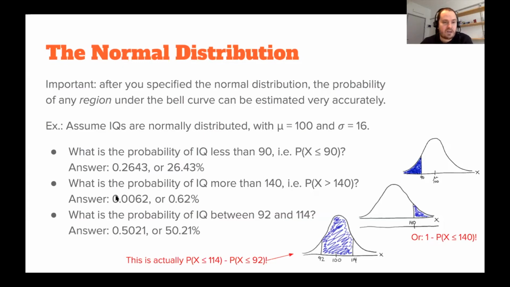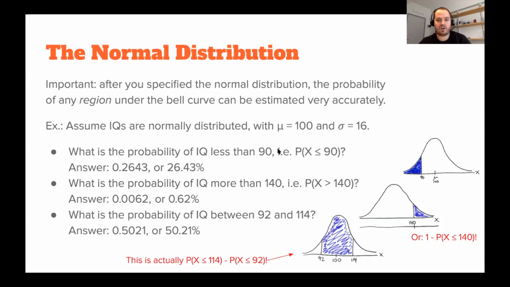Then I say, for example, what's the probability of IQ more than 140? And so P(X) larger than 140. And then it's this region here. So I take 140 here, and then anything else that is to the right is more than 140. And actually, in this case, it's 0.62%.